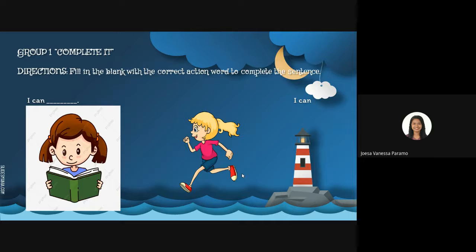Okay, based on the work of group one, what can the children do in picture one and picture two? Okay, very good. In picture one, she can read. And in picture two, she can run.